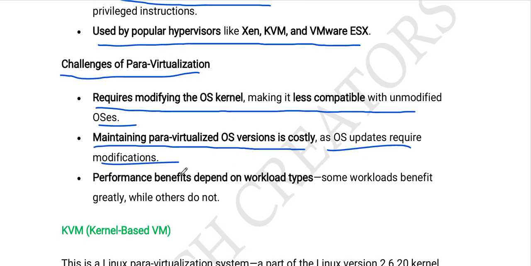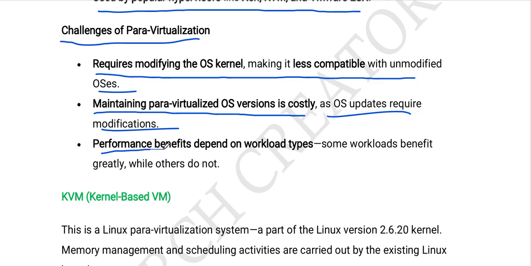Performance benefits depend on workload types. Some workloads benefit greatly while others do not. The performance cannot be predicted, as the benefits depend on workload types only.